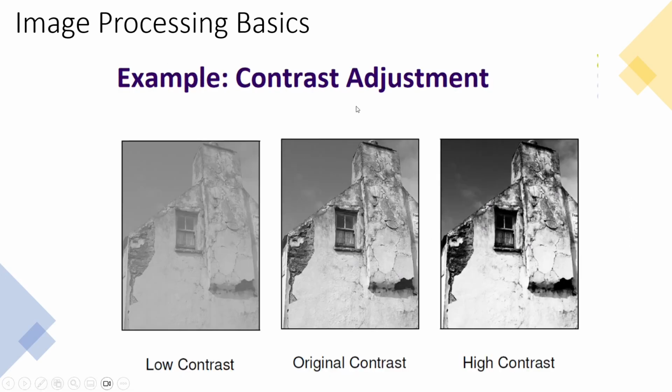So you can basically adjust the contrast of an image with image processing as well. This is the original image. If you reduce the contrast of the image, you come up with something like this. If you increase the contrast of the image, you come up with something like this.